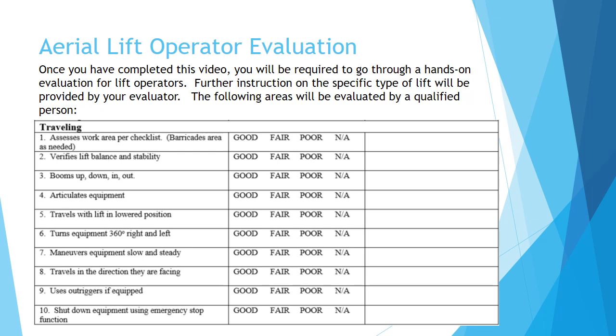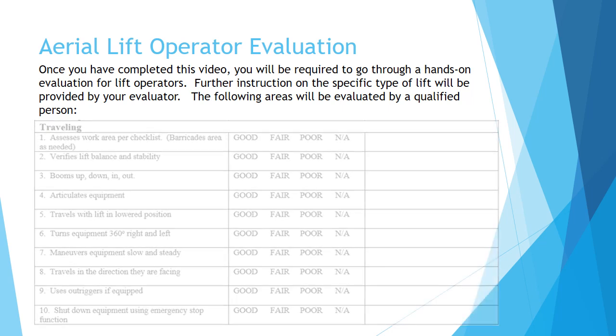Further, the evaluator will observe the employee traveling with the lift in a lowered position, observe the employee turning the equipment, observe the employee maneuvering the equipment at a slow and steady pace, observe the employee if they are traveling in the direction they are facing, observe the employee using outriggers if equipped, and observing the employee shutting down the equipment and using the emergency stop function.